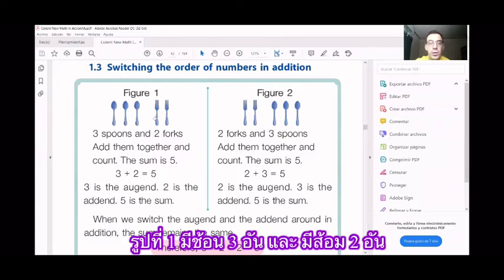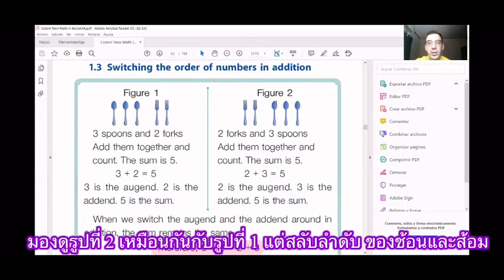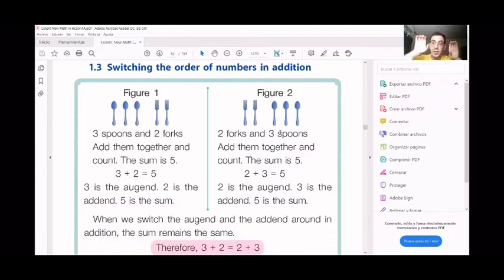And then we have forks. How many forks? 1 fork, 2 forks. If you look at this figure, it's exactly the same, but they have switched the order of the spoons and the forks. Before, here were the spoons and here were the forks, but they switched the order. But there are still 3 spoons and 2 forks.